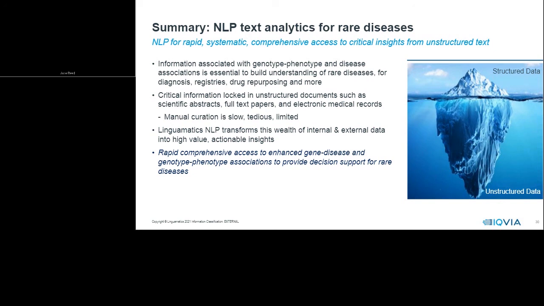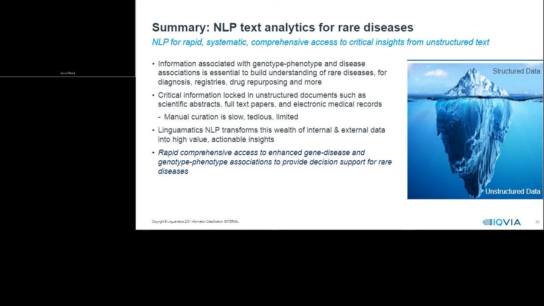So if you want to really get your arms around that, then using an AI tool such as natural language processing really provides that. So specifically, what have we talked through? So we've talked about how the information associated with genotype-phenotype associations, disease associations, is essential to build an understanding of rare diseases, either at that patient diagnosis level, either thinking about registries and understanding at a rare disease level, or really broad across many rare diseases, thinking about drug repurposing.